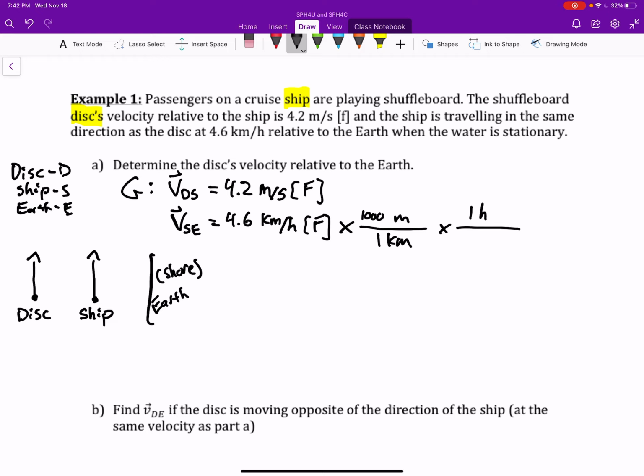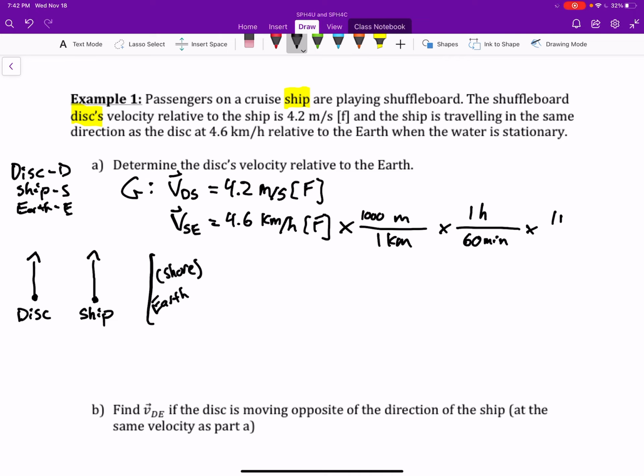And then we have to go from hours to minutes. Well, I'm just going to show you all the steps, but you can feel free to combine these. There's 60 minutes in 1 hour. So doing this conversion will give us meters per minute. So we need to include another one.